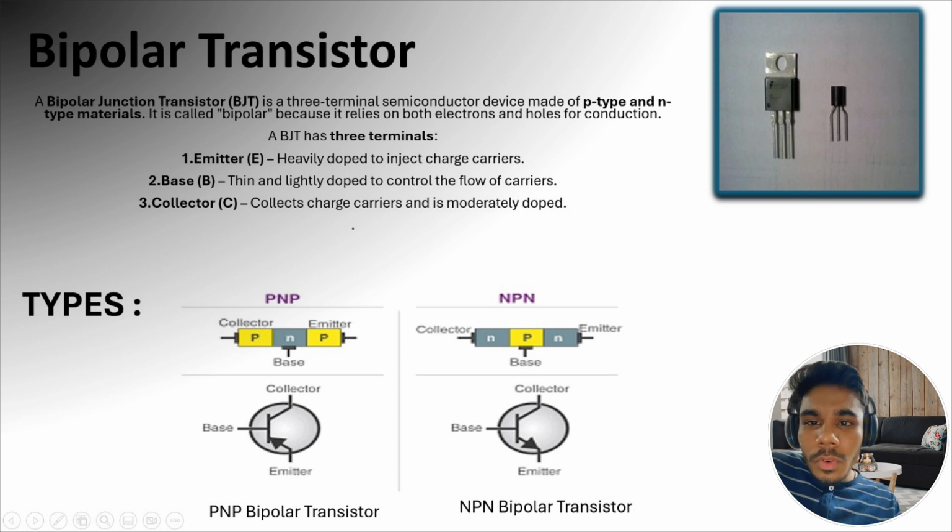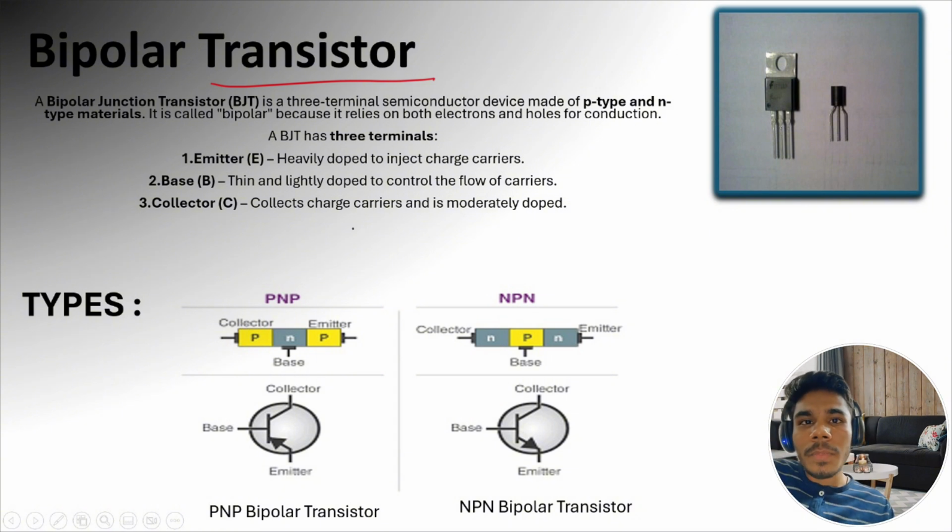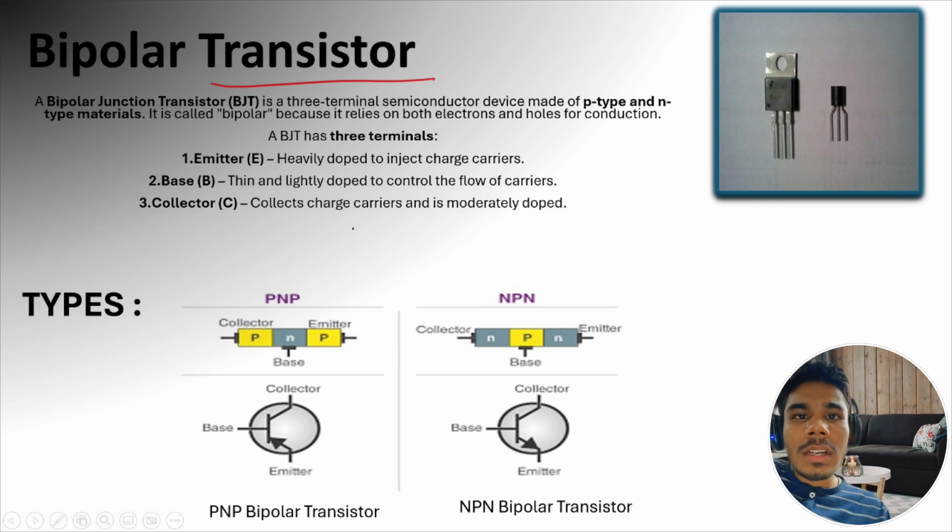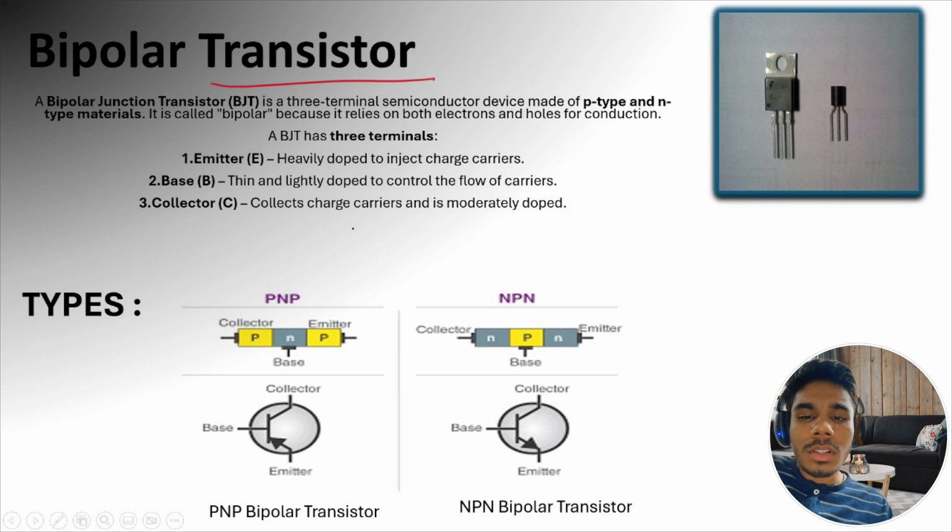So first of all, we will talk about the transistor. What is a transistor? A transistor is nothing but an electronic device that is used as an amplifier and also as an electronic switch. Why is it used as an amplifier? Because it converts low input signals into very high load power signals.